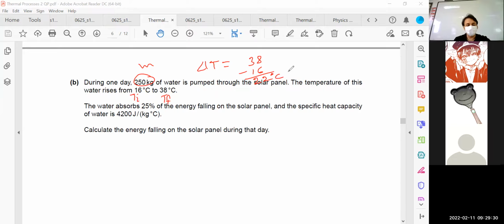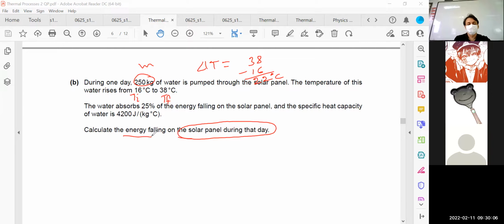Now the water absorbed heat; radiation from the sun is falling on the water, whose mass is 250 kilogram. 25% of the energy falling on the solar panel is absorbed by the water. The specific heat capacity of water is given as 4200 joule per kilogram degree Celsius. Calculate the energy, or the light intensity, falling on the solar panel during that particular day.